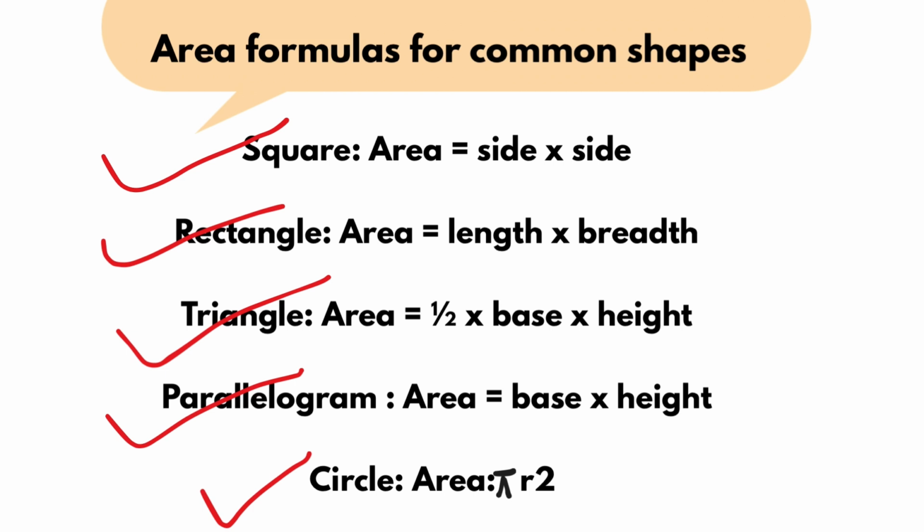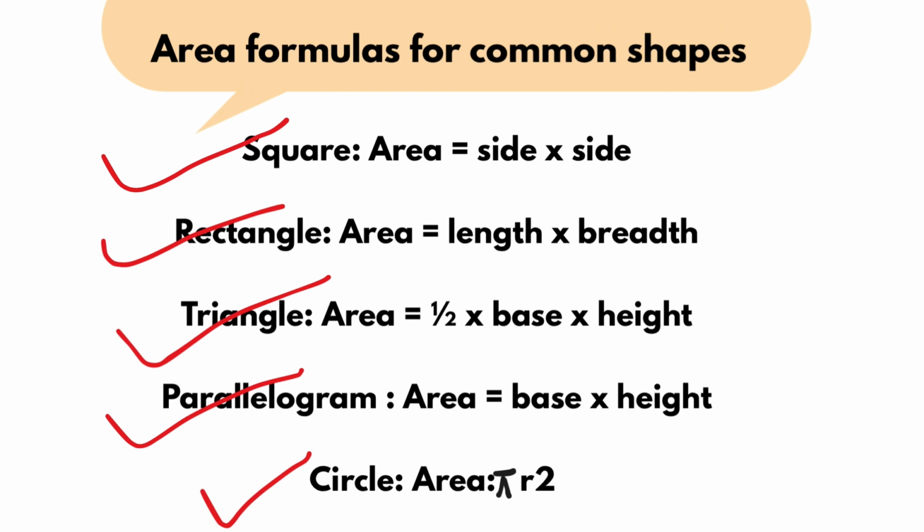Suppose we have a square with a side given as 4 centimeters and we have to find out the area. In a square all the sides are equal, 4 centimeters, 4 centimeters, 4 centimeters, 4 centimeters, right? And area we know is side multiplied by side. So side is already given, 4 multiplied by 4, so the area of this square is 16 centimeters squared.